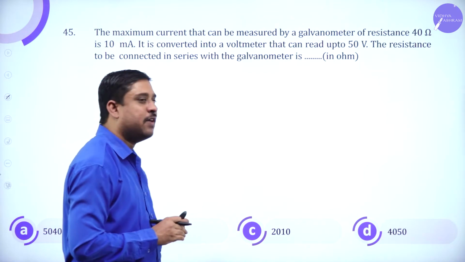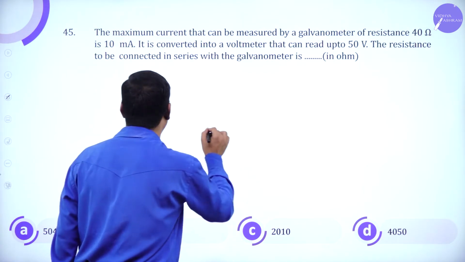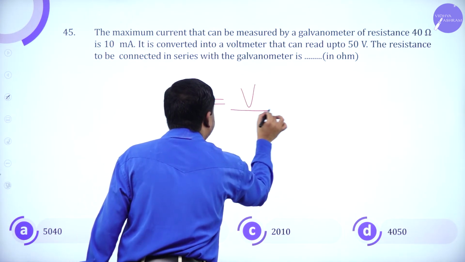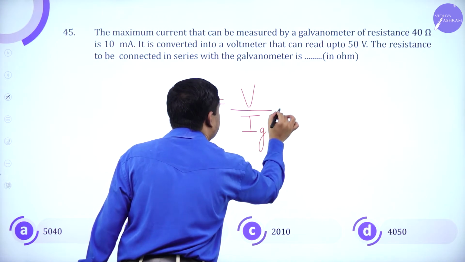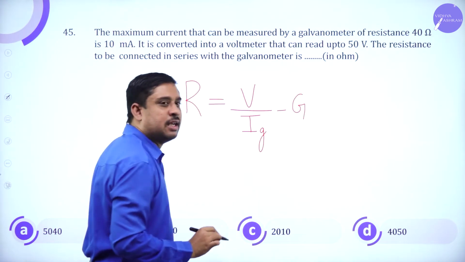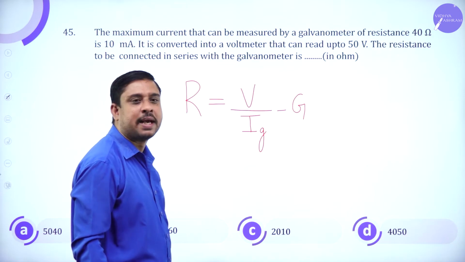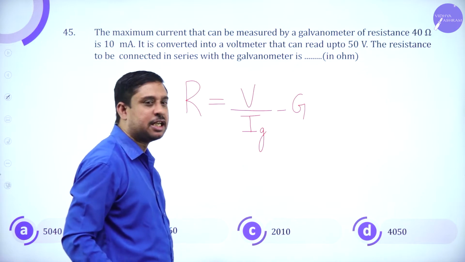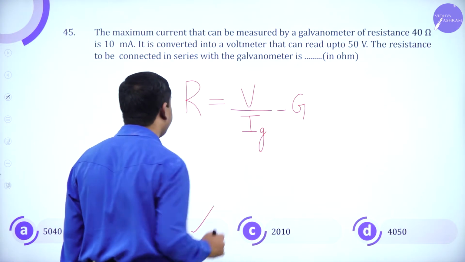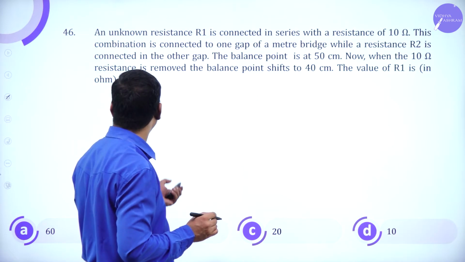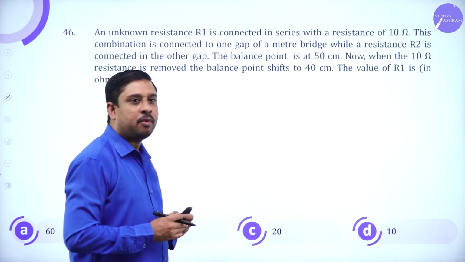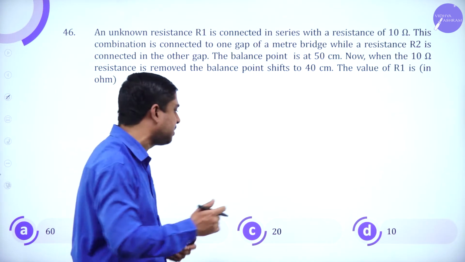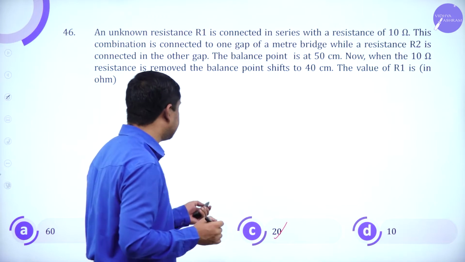Again, very much done in the previous sessions. Use the relation R is V by Ig minus G. This gives the high resistance to be connected in series to convert a galvanometer into a voltmeter, and B will be the answer. On meter bridge, exactly what we did in the last class, 20 ohms is the answer.